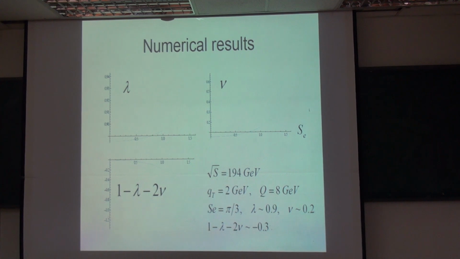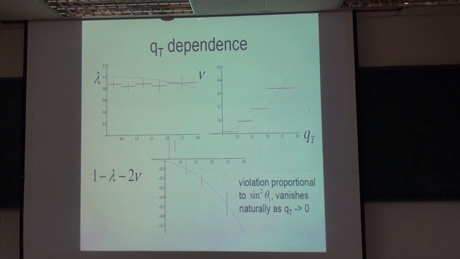Okay, now choose these typical values for the kinematic variables. Center of mass energy 194, QT about 2 GeV, so let's test. We found that when the Glauber phase is pi over 3, and lambda is about 0.9, nu 0.2, all these are consistent with data. So then we just choose this as the parameter for our Glauber phase. Then we can predict the QT dependence. These are data. So lambda is indeed around 1. And the nu grows with the QT. It's a deviation. Okay. So just one free parameter.